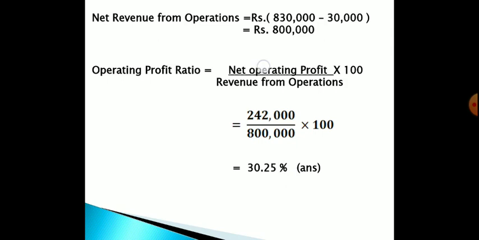Now net revenue from operations is equal to sales minus sales return. So the amount is 8 lakh. Putting it in the formula, operating profit ratio is equal to net operating profit divided by revenue from operations into 100. So 2,42,000 divided by 8 lakh into 100 is 30.25%.